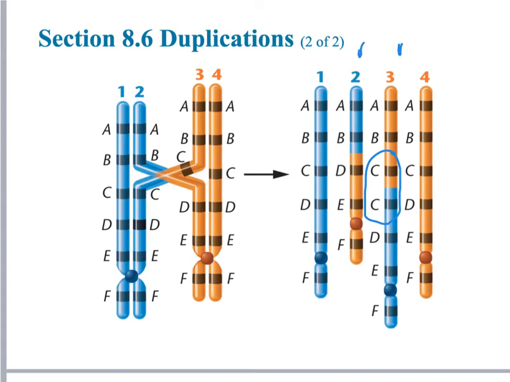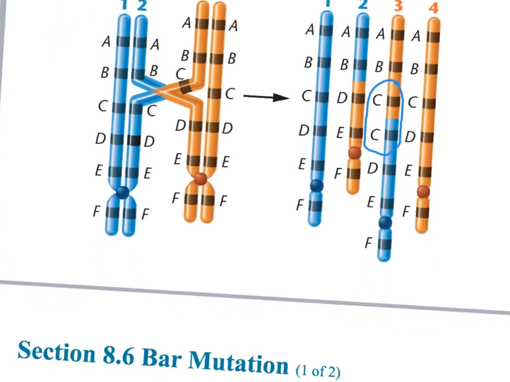But then here you get a deletion right here. You've got A, B, D, E, and F. So C is deleted in chromosome 2, but then you get a duplication in chromosome 3. And then chromosomes 1 and 4 are okay. They didn't change.